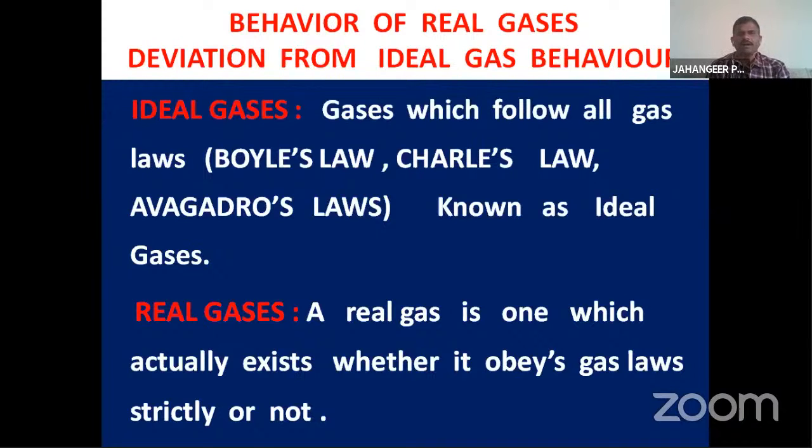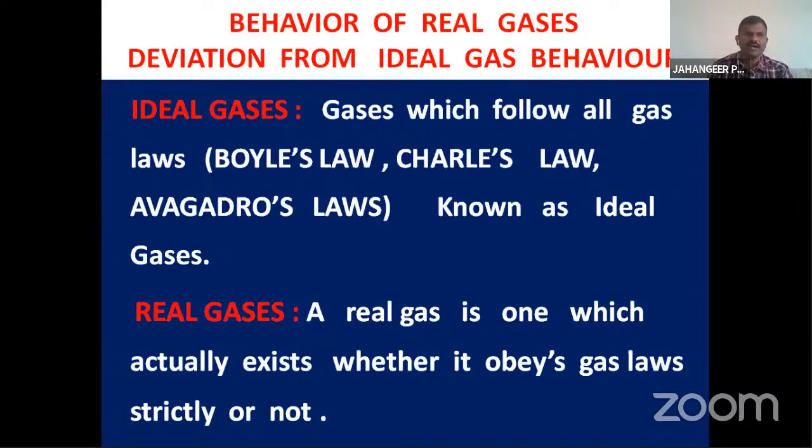But in nature, whatever gases are surrounding us are called real gases. What is meant by real gases? A real gas is one which actually exists, whether or not it obeys the gas laws strictly. They may or may not follow the gas laws. Such gases are known as real gases.